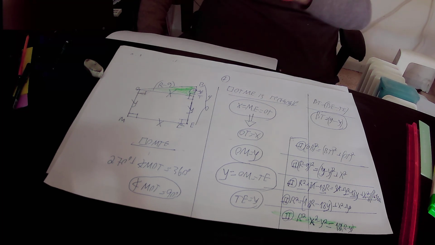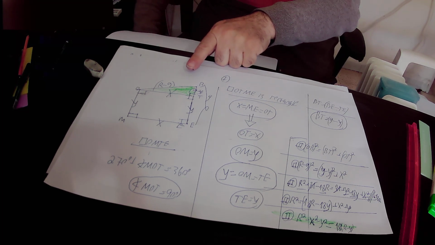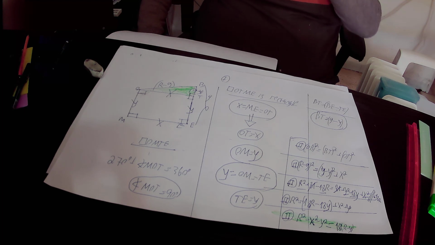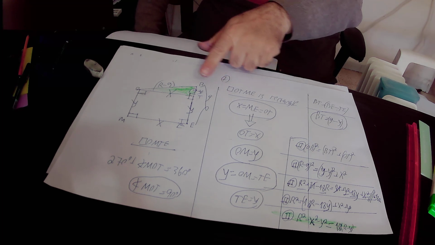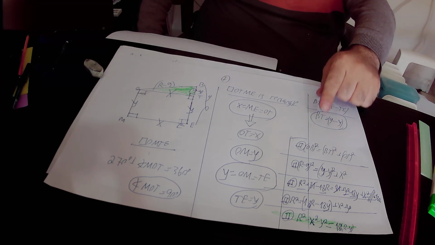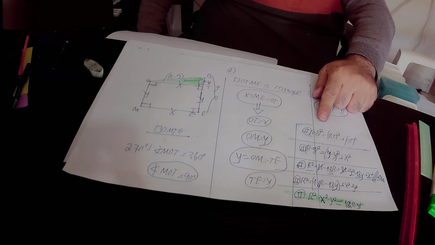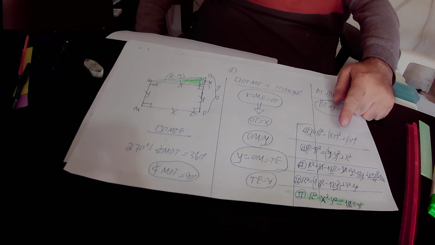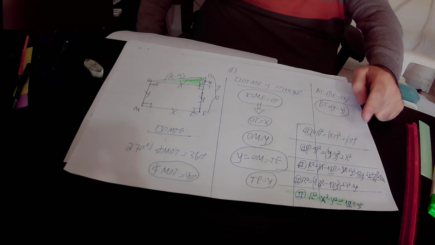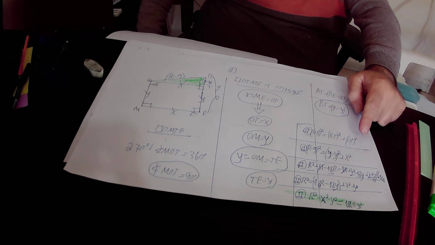So now we can implement the Pythagoras theorem on the right green triangle, triangle OBT. According to the Pythagoras theorem, OB square equals BT square plus OT square. OB equals R minus 9, so OB square is (R minus 9) square. BT is 9 minus Y, so BT square is (9 minus Y) square. OT is X, so OT square is X square.